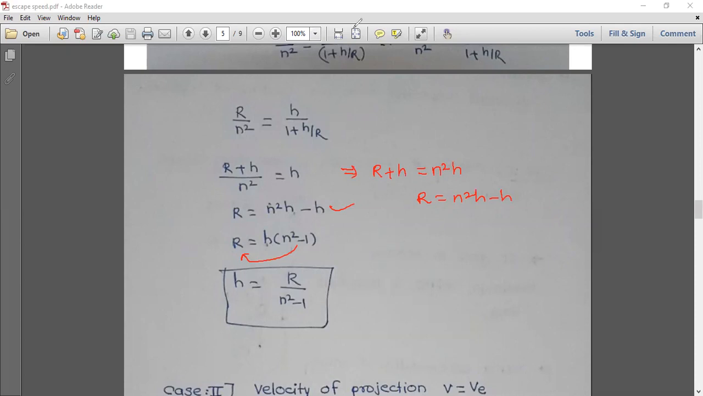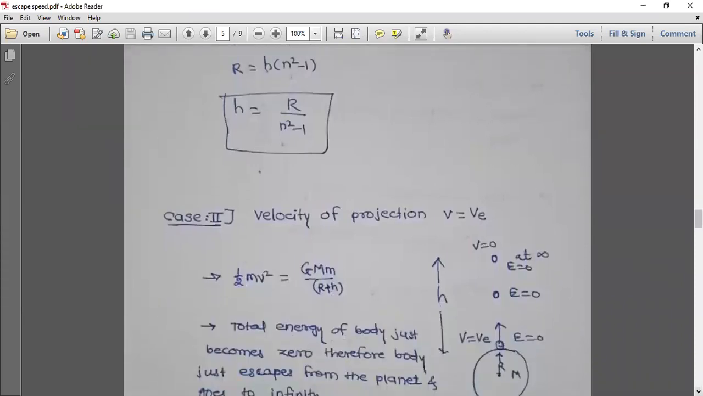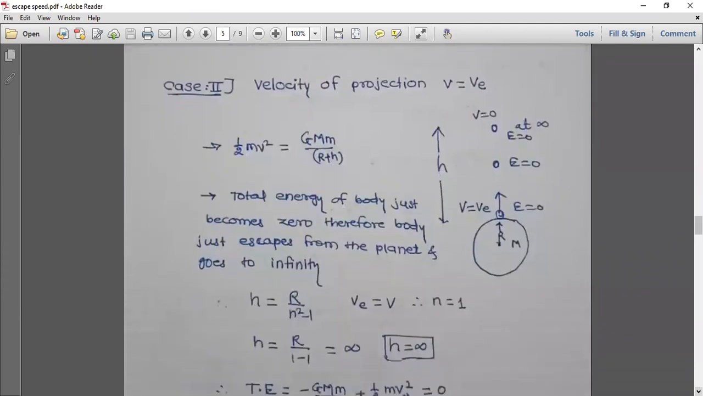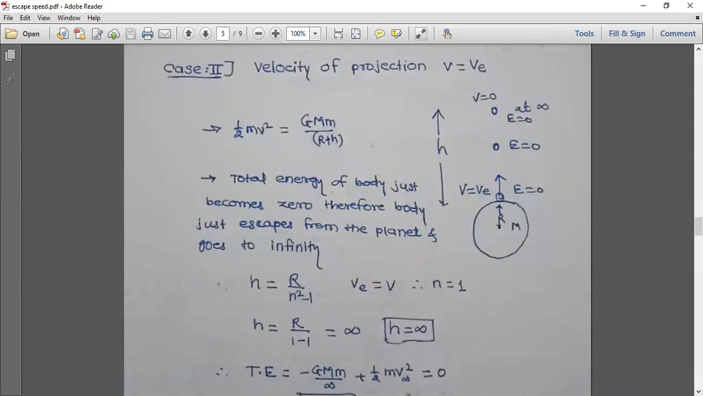Okay. So let's move ahead. Now case 2. In this case, what we are doing is, velocity of projection is equal to escape speed or escape velocity. What I am doing now is throwing an object with a velocity equal to escape velocity.